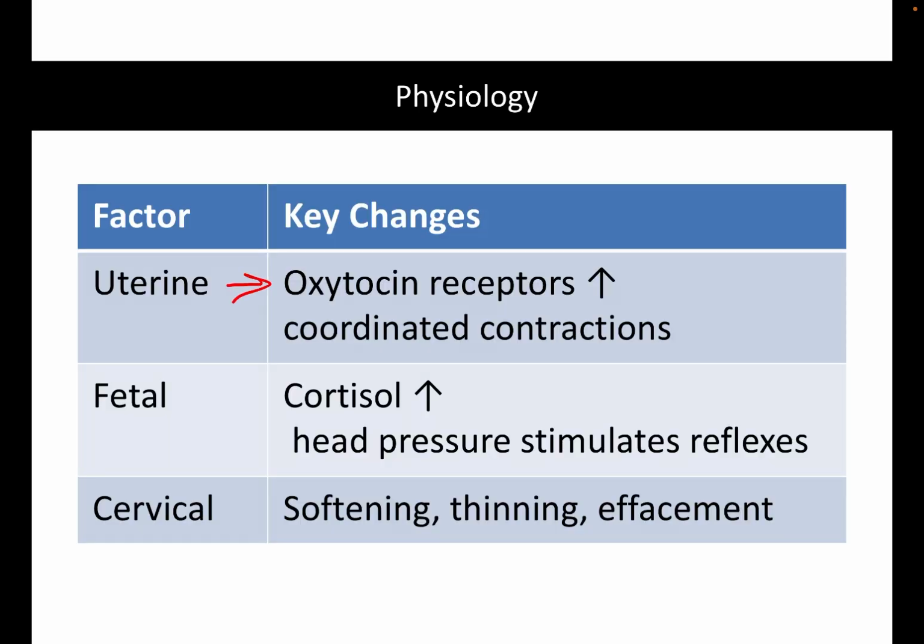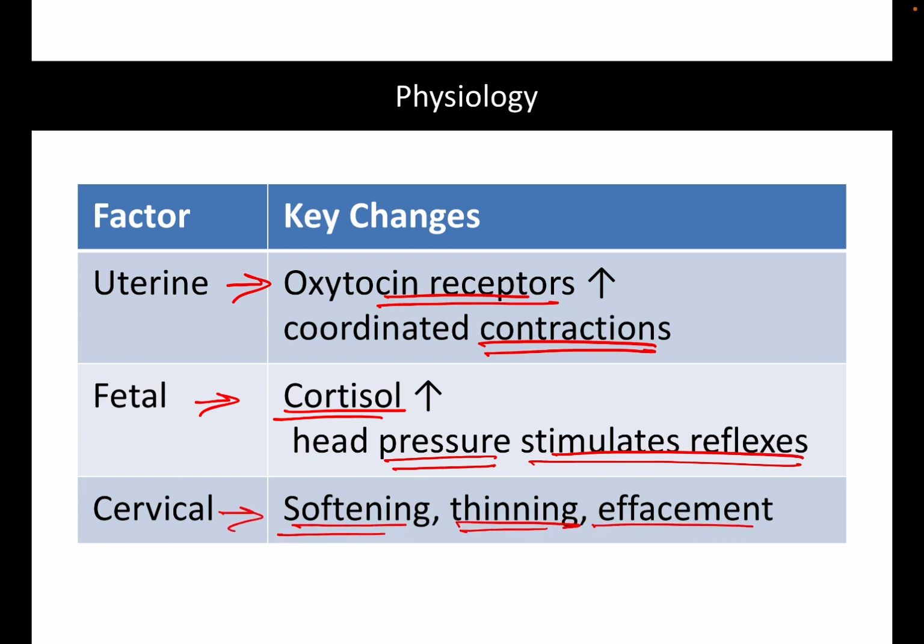So the key changes include an increase in oxytocin receptors with coordinated contractions. At the fetal level, there will be an increase in cortisol production. This will result in head pressure, which stimulates the reflexes. In the cervix, there will be softening, thinning and effacement.